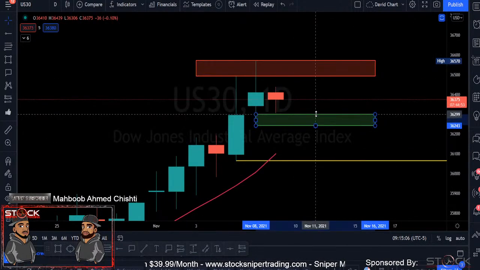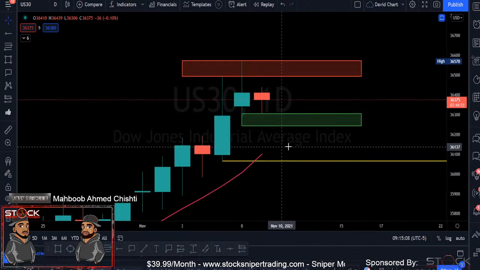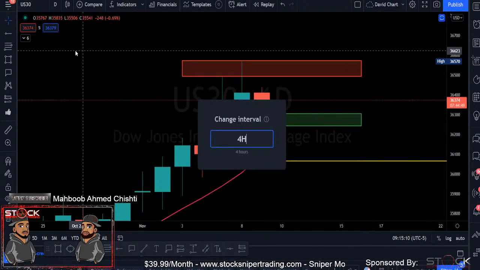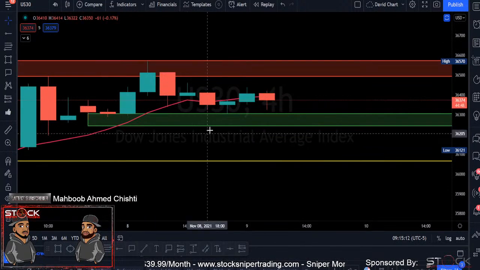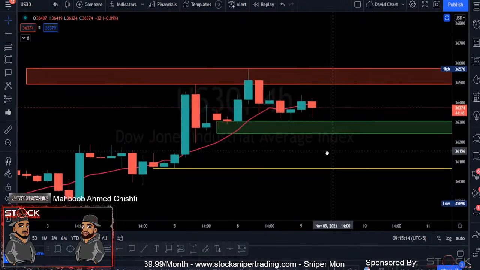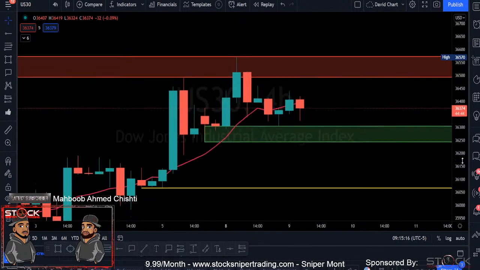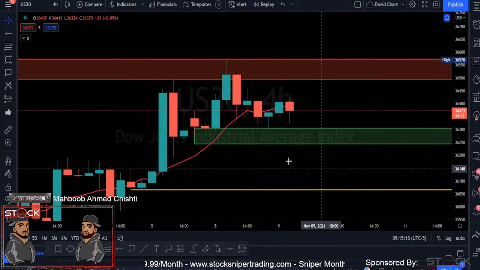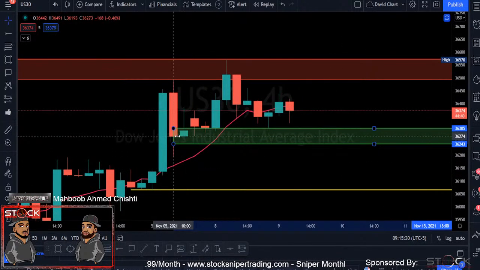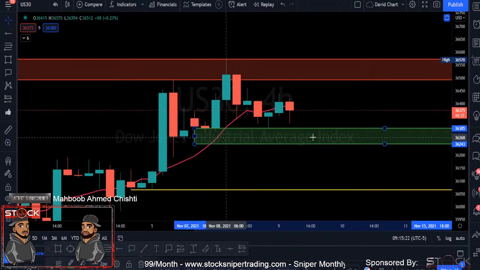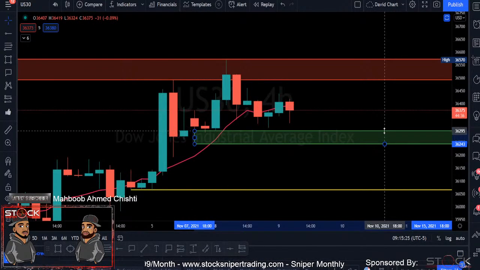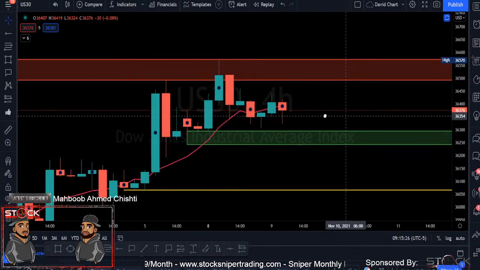Perfect. Okay, this is daily. Now we're going to drop it down to the 4-hour. Okay, you can see if we drag this over, it's engulfing that previous candle, so it's looking nice. Coming down to the bottom wick here, tighten everything up.